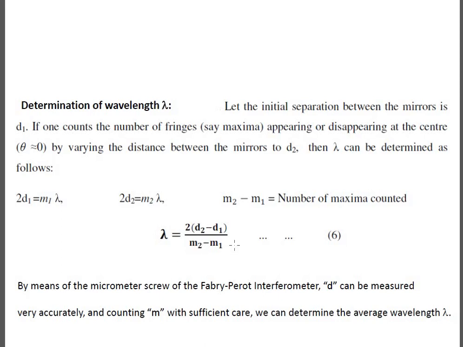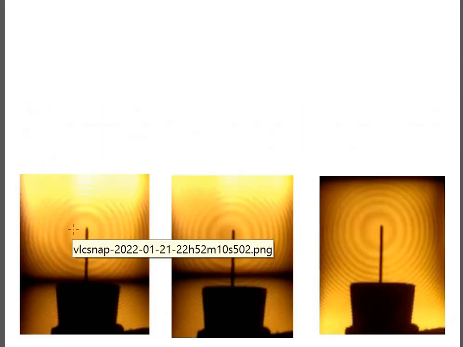By means of the micrometer screw of the Fabry-Perot interferometer, these D's can be measured very accurately, and by counting M with sufficient care, we can finally determine the average wavelength. This is how we estimate the average wavelength. Basically, slowly I am moving the slow motion screw scale, and as a result the fringes will be shifted.